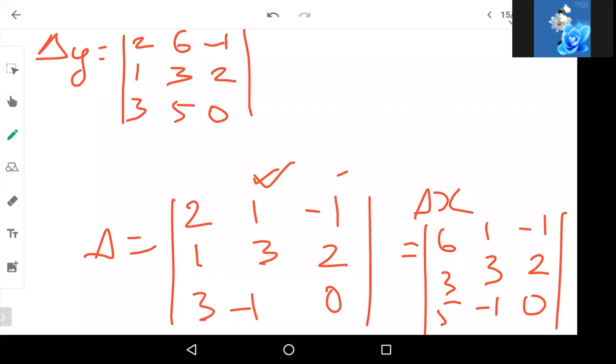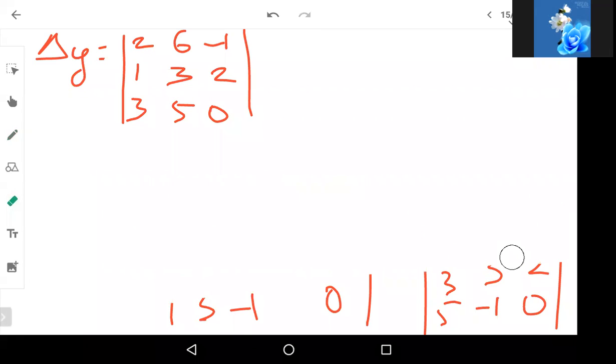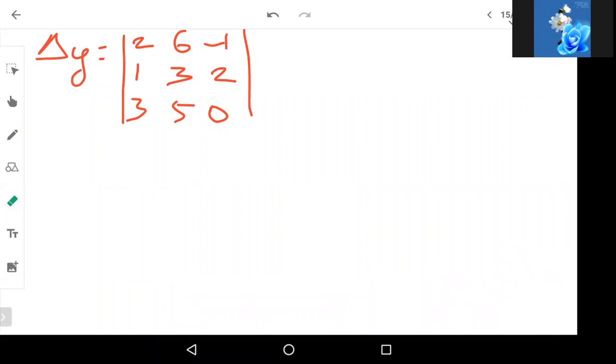Okay. Now can you solve the determinant? Now let's solve the determinant. 2 into, what should be the minor? Can you say me what is the minor? Yes, yes. You have to solve the determinant. For every delta, you have to solve the determinant.